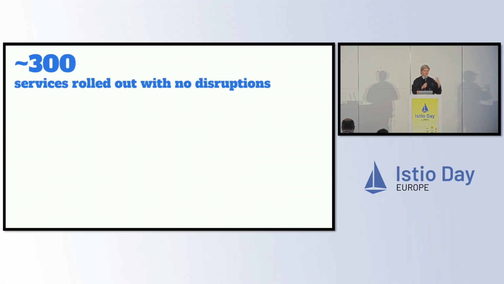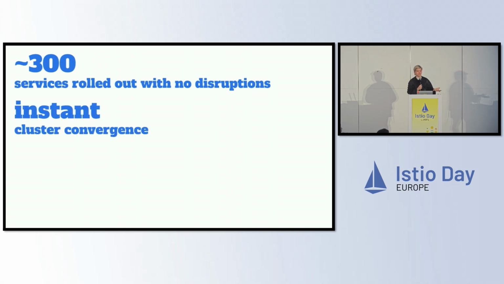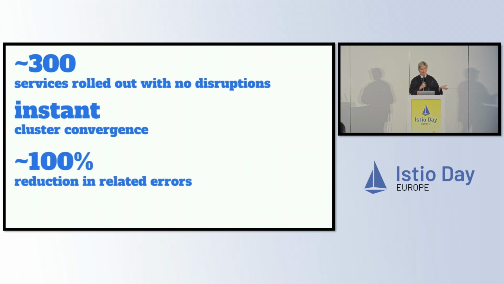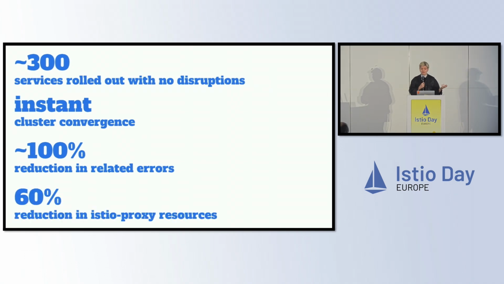Given that we've given developers the tools to completely break their services, I would call this a success. We've also achieved instant cluster convergence, where we also have some confidence that this convergence is going to stay for the future years, given the load that we saw before. That meant that we're no longer seeing any errors related to outdated configuration. And as a nice win, we also saw a 60% reduction in the resource usage of the Istio data plane.